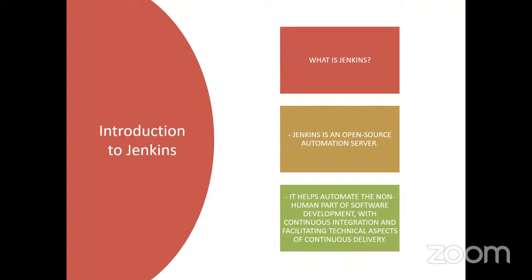So the lifecycle process will be automated through Jenkins, with continuous integration and facilitating technical aspects of continuous delivery. Facilitating technical aspects like the configurations which you want to assign or define can be done flawlessly. One time you just have to mention these things and it will be done repeatedly. Whenever the continuous changes are coming, they will be deployed as per your process. You just have to monitor those things. That's it.